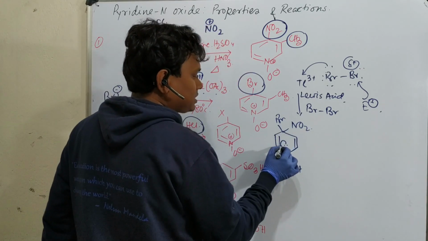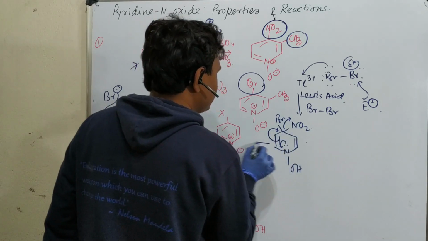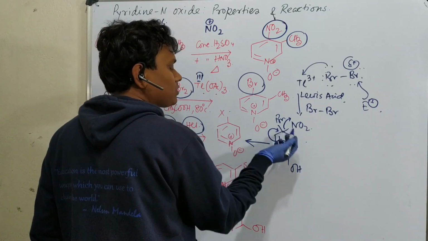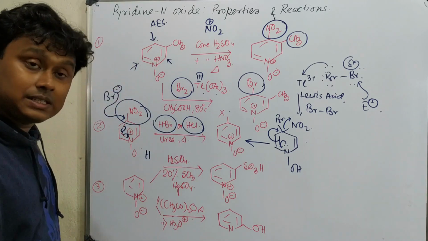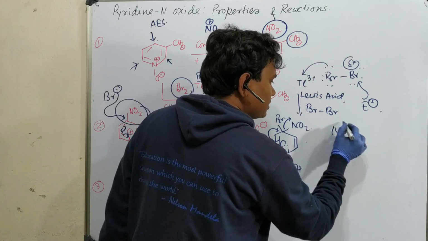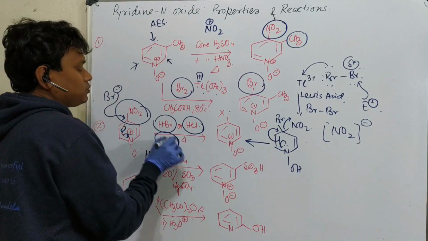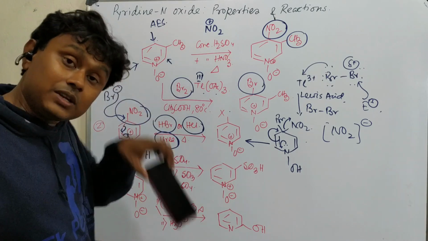In the next step, what is expected? It will come here, it will push, it will leave, and ultimately the product will be there with X equal to Br or Cl, whatever, depending on the acid. And the interesting thing is NO2 minus is the leaving group here. That is the reason why urea is used, because urea helps to consume the NO2 minus.